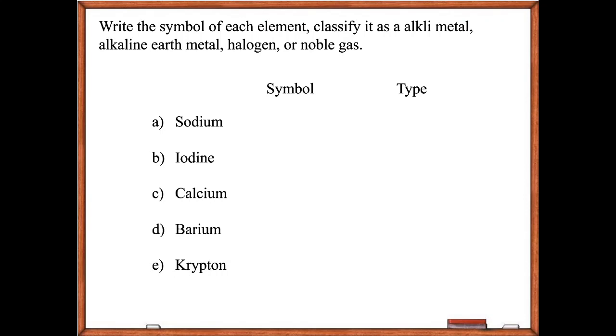Take a look at this. It says write the symbol, so this time they want you to go from name to symbol. And they want you to classify it as an alkali metal, alkaline earth metal, halogen, or noble gas. Take some time, pause the video, and try to give this one a try.